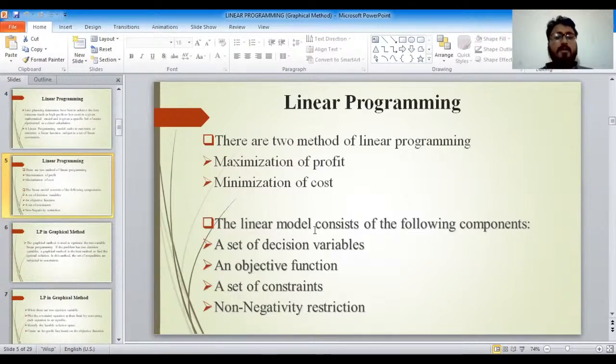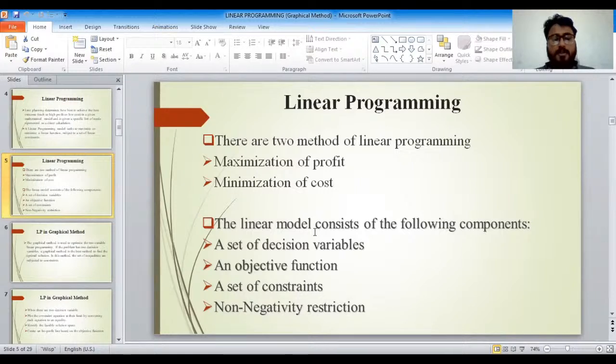There are two main methods of linear programming. First, maximization of profit, and secondly, minimization of cost. There are four main components of linear models. A set of decision variables. The decision variables are variables that will decide my output, they represent my ultimate solution. To solve any problem, we first need to identify the decision variables.